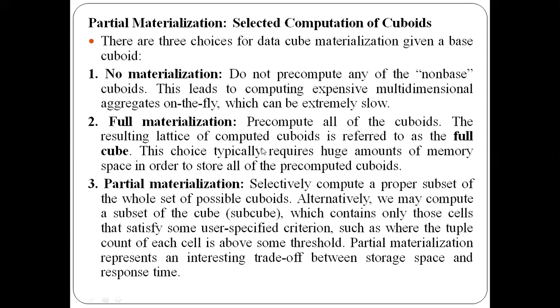The second one is full materialization. In case of full materialization, all the cuboids, whether required by the user or not, will be pre-computed and stored in memory. Such a technique is also called a full cube. Full cube means that all the cuboids present in a data cube will be pre-computed and stored in memory. That is called full materialization.